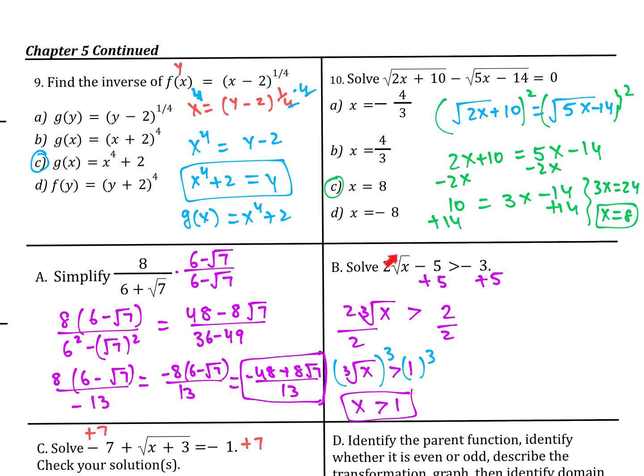To solve for this radical symbol, which is a cube root of x, you add 5 on both sides and then divide by 2. Cube root of x is greater than 1. Take the cube on both sides, and the cube root and cube cancel. x is greater than 1 is your answer.